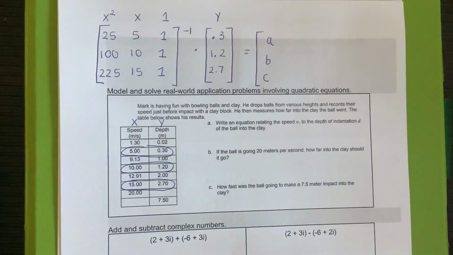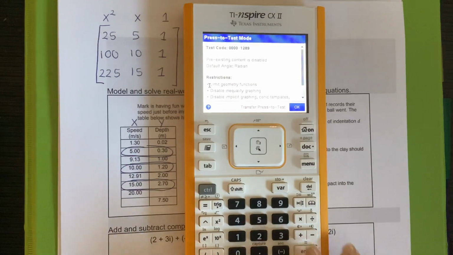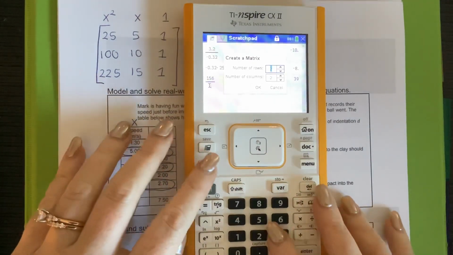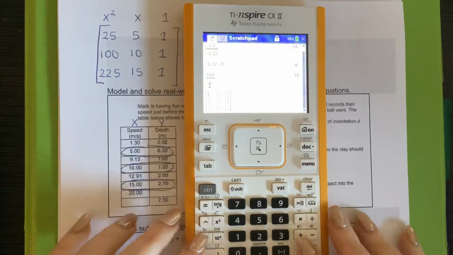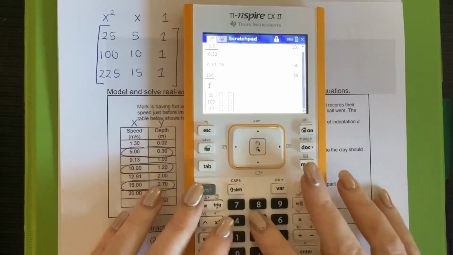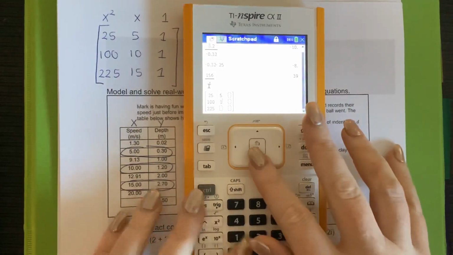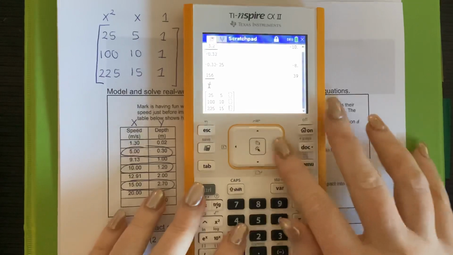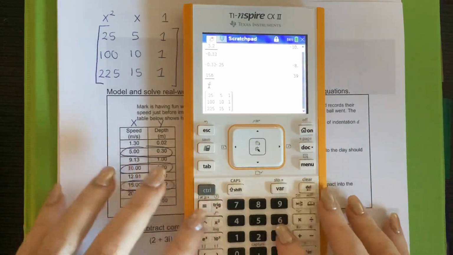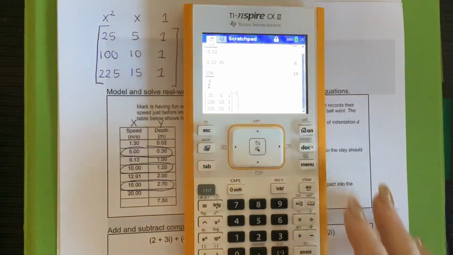So if you were to do this in the calculator, however you like to put in your matrices, I do the menu 711. I need a 3 by 3. And so then I fill in 25, 100, 225, 5, 10, 15, 1, 1, 1. Making sure that you take the inverse of this. So not just keeping it as is.